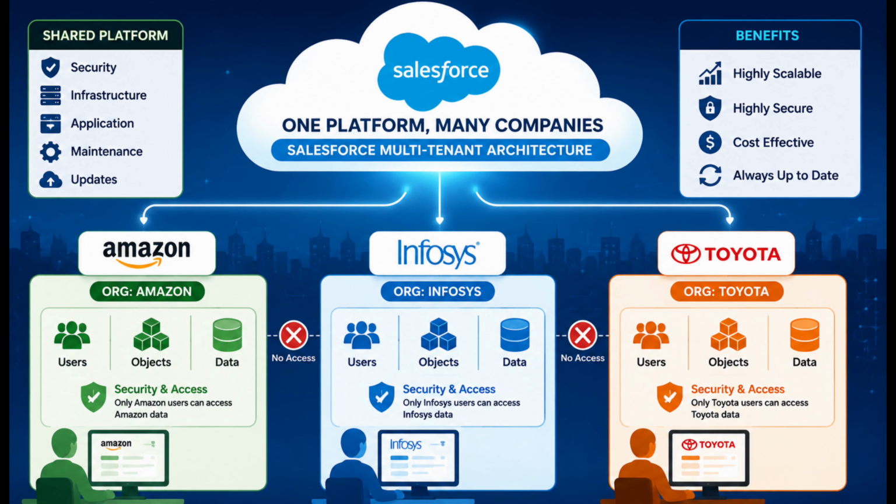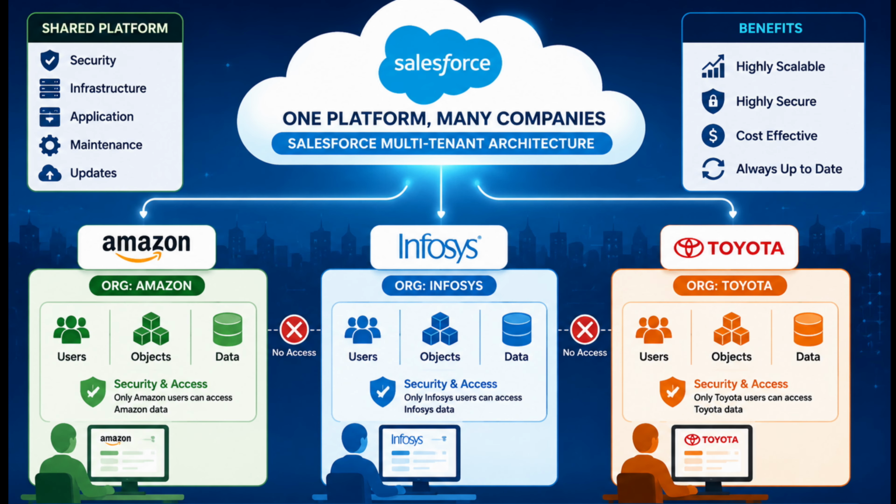Let's take a real-time example. Imagine three companies, Amazon, Infosys, and Toyota. All three use Salesforce. They share the same cloud platform. But Amazon cannot see Infosys data. Infosys cannot access Toyota data. Every company has its own users, objects, and security. This is possible because of Salesforce multi-tenant architecture.